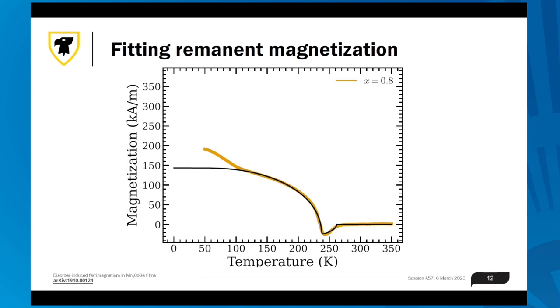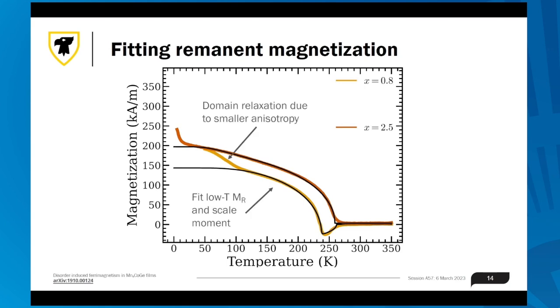So we're able to fit the remnant magnetization for this manganese deficient sample here. We're able to capture the dip in the magnetization. We're able to capture the compensation point. And we're also able to obtain a fit for the x equals 2.5 as well. And you'll notice that they are different.